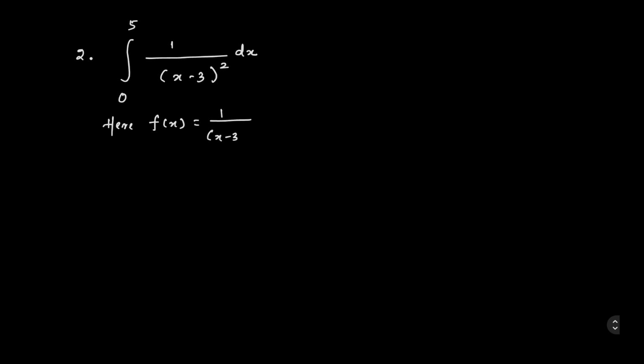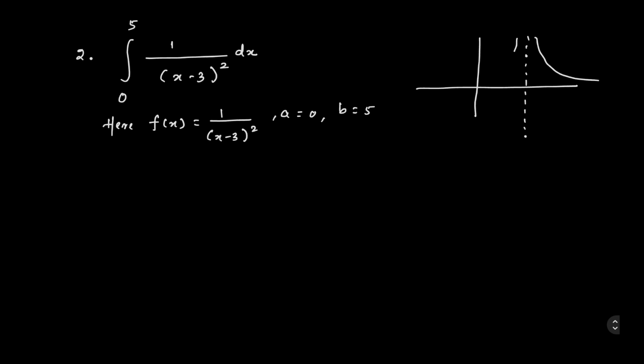Now let's solve one more question based on this. Say the integral from 0 to 5 of 1 over x minus 3 whole square dx. So here f of x is equal to 1 by x minus 3 whole square, a equals 0 and b equals 5. So if I plot the graph for this function, at x equal to 3 there is an asymptote here. This graph will be like this and it will be like this. So this is x equal to 3.